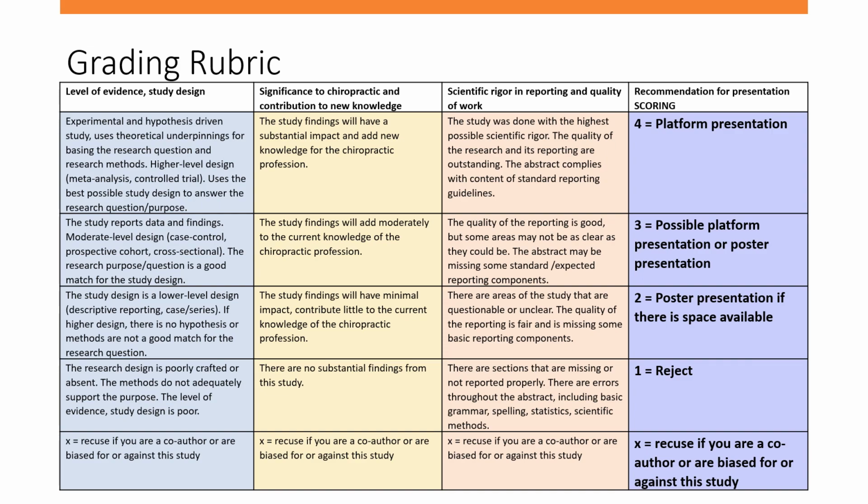Let us take a look at what the grading rubric looks like. You will see in the first three columns the general areas to consider, which are level of evidence and study design, significance of the study to chiropractic knowledge, and rigor of reporting and quality of the work. The final column are the scores you will use for your recommendation. A score of 4 recommends the abstract for a platform presentation. A score of 3 recommends a platform or poster presentation. A score of 2 recommends poster, and a score of 1 recommends rejection. For any abstract in which you have a conflict of interest, recuse yourself by marking X.